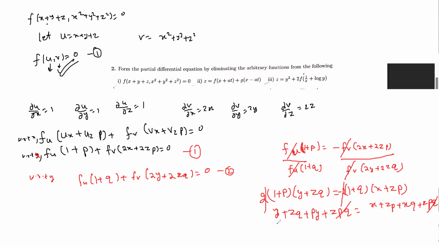Understood? No. After rearranging, you will get (y minus zq) p plus (z minus x) q is equal to x minus y. Okay, this is your answer. Right? Yes.